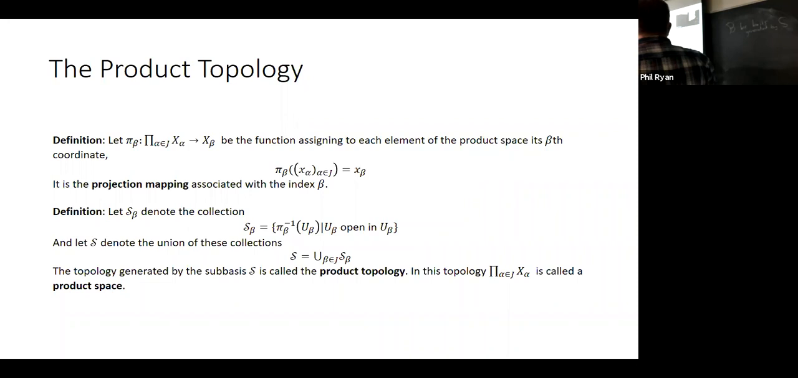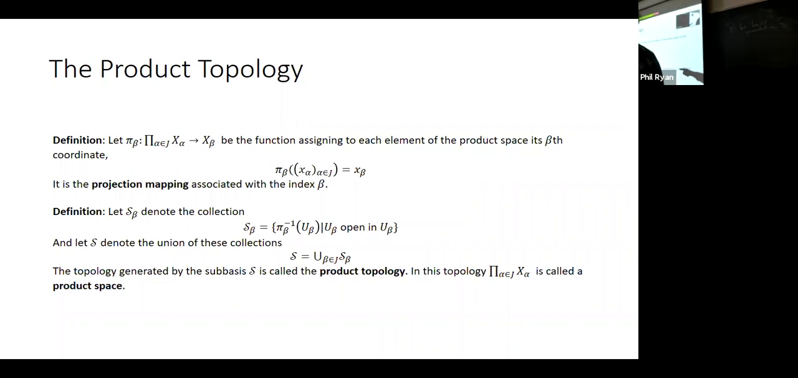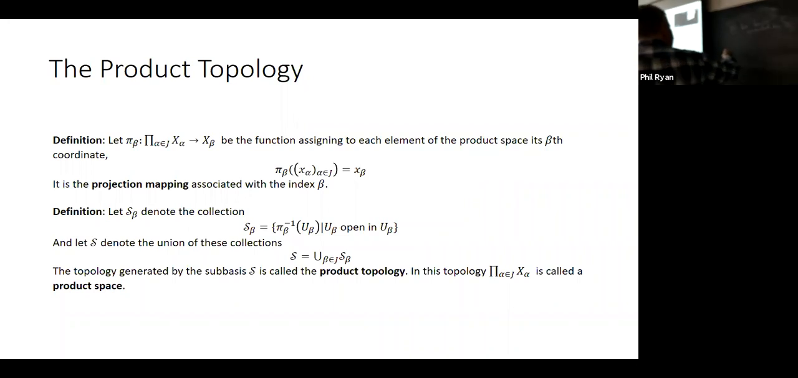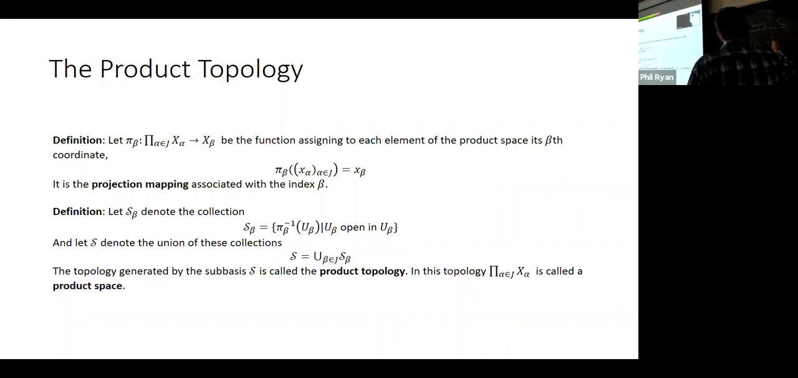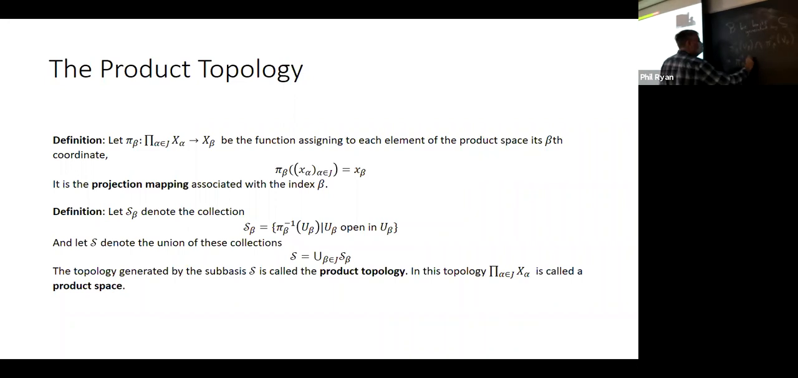So what does an intersection look like? Well, if it's in the same S beta, you're not going to get very much that's interesting, right? Because if you've got pi inverse beta of U beta intersected with pi inverse beta of V beta, you're just going to get pi inverse beta of U beta intersected V beta. Nothing very interesting.